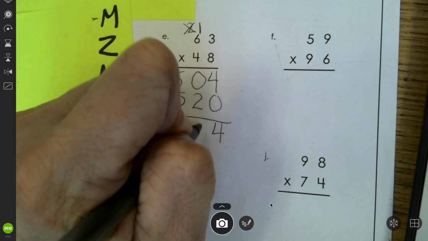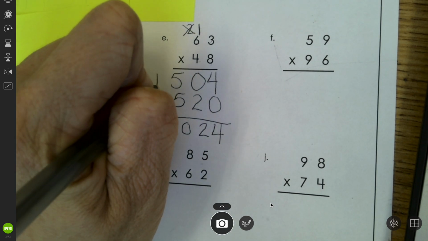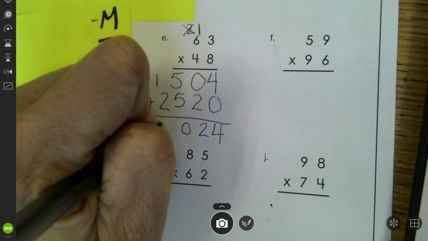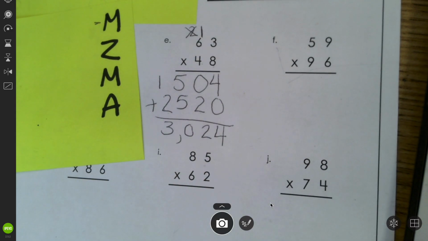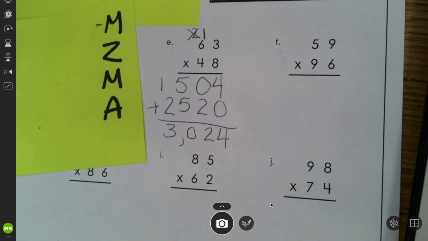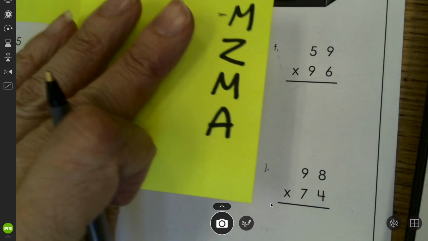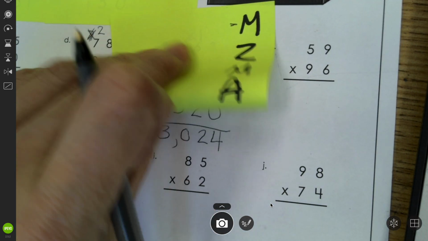So it's very important that we stack our numbers. So 4, 2, 5 plus 5 is 10. And then 2 plus 1 is 3. 3,024. All right, let's scooch it on over to the last one. Here we go. So on F.